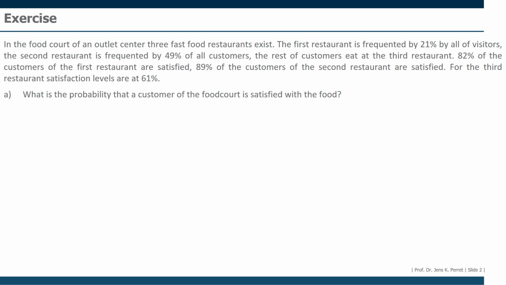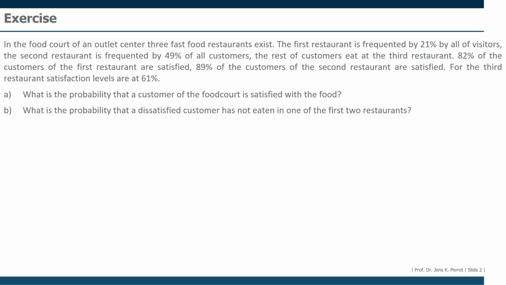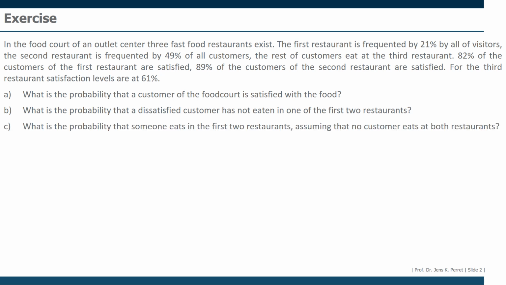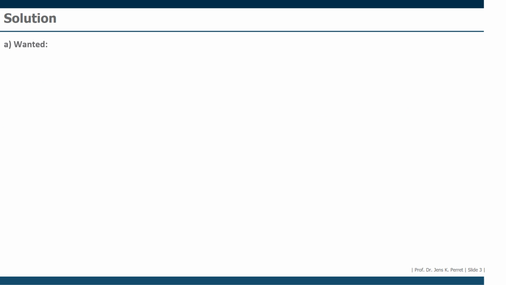Then our first task is: A, what is the probability that a customer of the food court is satisfied with the food? B, what is the probability that a dissatisfied customer has not eaten in one of the first 2 restaurants? And finally, C, what is the probability that someone eats in the first 2 restaurants, assuming that no customer eats at both restaurants? Well, let's work through these 3 parts step by step. So we start with the first one.